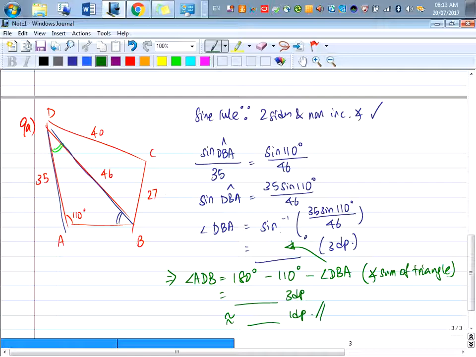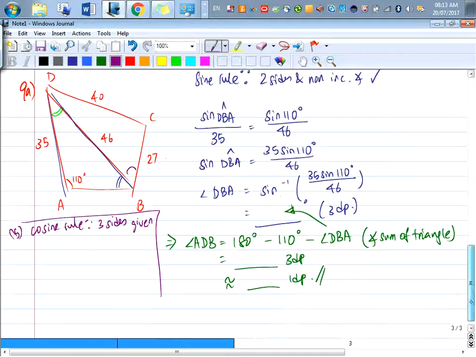Alright, then next one, angle CBD. How do we find angle CBD? This one over here. This one is more straightforward. CBD. Which one? Cosine rule. Why? 3 sides are given. So straightforward. Part B. We are going to use the cosine rule because 3 sides are given. And the 3 sides are 46, 27, and 40.